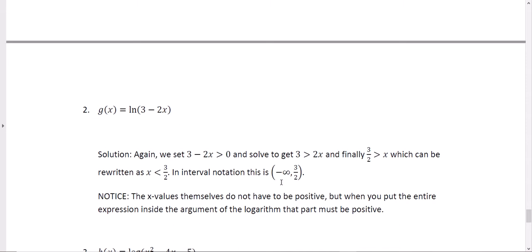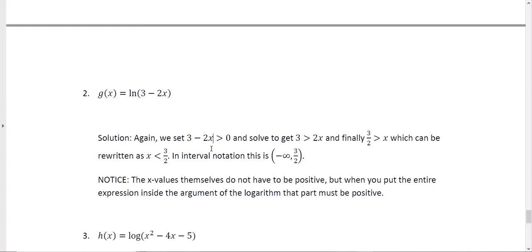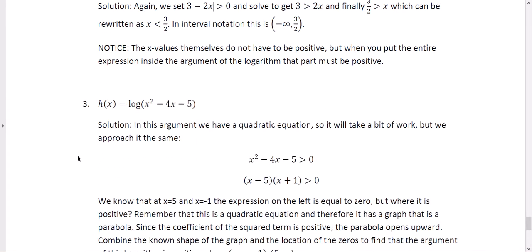Notice that some of these x values are going to be negative. So the x values themselves don't have to be positive, but when you put the entire expression inside of the logarithm, that expression has to be positive. All right, so not the x itself, the entire expression inside the natural log. All right, let's do another one.